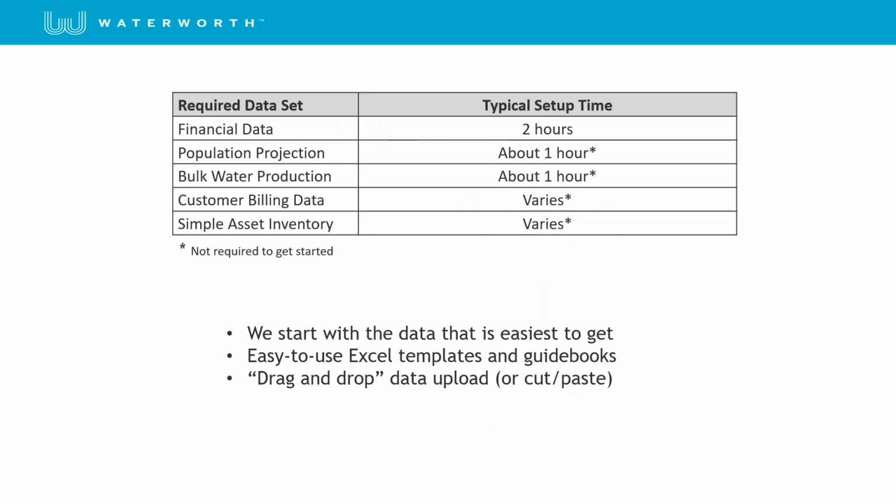And one of the best parts is, here I'm showing you that the financial data takes 2 hours. There's a couple of other data sets you can see here: population, water production, billing, and asset inventory. These are all other data sets that you eventually can layer into WaterWorth, but you don't need to do that to get a baseline financial model in place, which can help you drive the overall picture. Next slide.